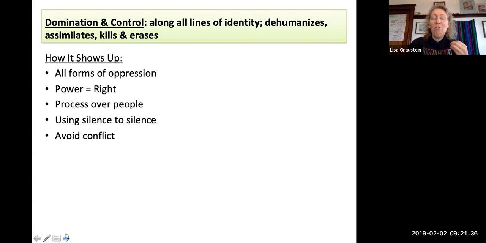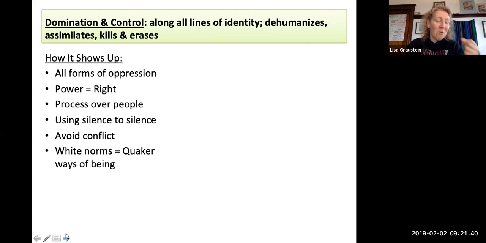But again, we have so many things in our faith and practice that help us counter these. Oh, we have one more I wanted to talk about, which is we often confuse white norms for Quaker ways of being, or white supremacist culture for Quaker culture. And because Quakerism in this country grew up with white supremacy in this country, we haven't always done the work to tease out what of how we do and be actually comes from white norms and white supremacist culture, and what of how we do and be is actually a Quaker way of being.